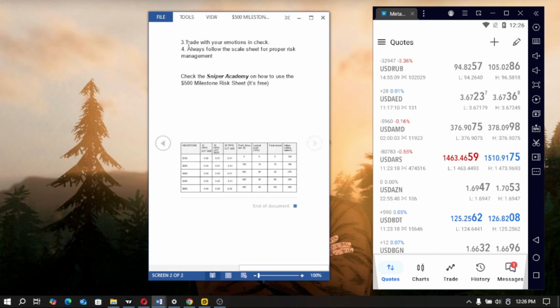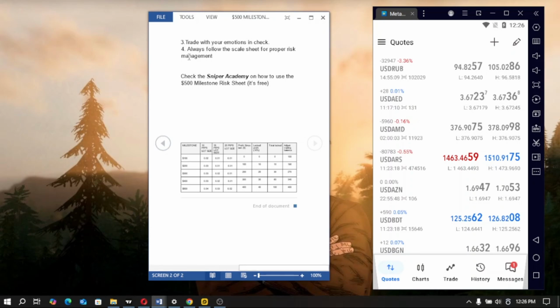Then the next thing is to trade with your emotions in check. You want to make sure that you are calm, you are not angry, and you are not lazy or tired. You want to make sure that you are trading with full focus, and you have planned out how much money you are going to risk that day, which is 1%.